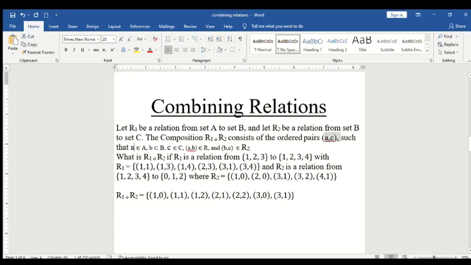such that a is an element of the main set A, b is an element of the main set B, and c is an element of the main set C, where (a, b) is an element of R1, our first relation, and (b, c) is an element of relation 2.